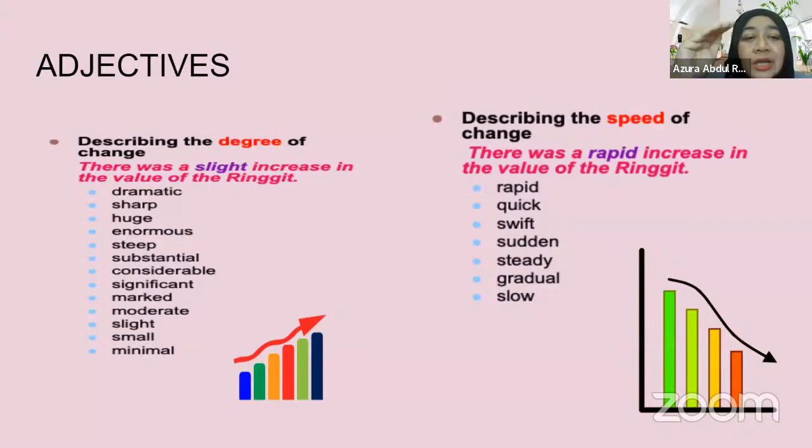So the words here, dramatic, sharp, huge, enormous, steep, all indicate that there's a lot. So a steep increase, an enormous increase, a huge increase, a sharp increase, a dramatic increase. If you write these things, it shows that the numbers have changed a lot. But when you go to substantial, considerable, significant, marked, moderate, small, and minimal, what do these indicate?